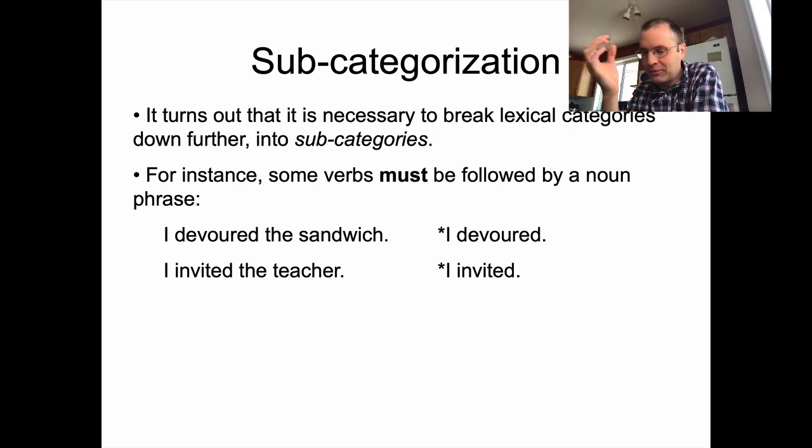Like if you go and look up a listing for a verb in a dictionary, it'll tell you what kind of verb it is. Some verbs, it turns out, have to be followed by a noun phrase of some sort. So you can say, I devoured the sandwich, or I invited the teacher, but you wouldn't just say I devoured or I invited. It's a little bit different from the verb eat. So you can say like I ate the sandwich, and maybe you can say I ate just by itself, but devoured never works in that fashion. So this gets a star because it's ungrammatical.